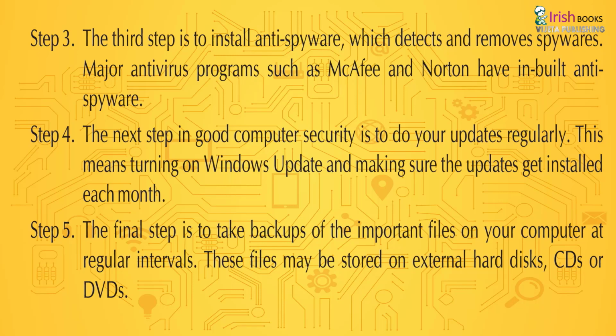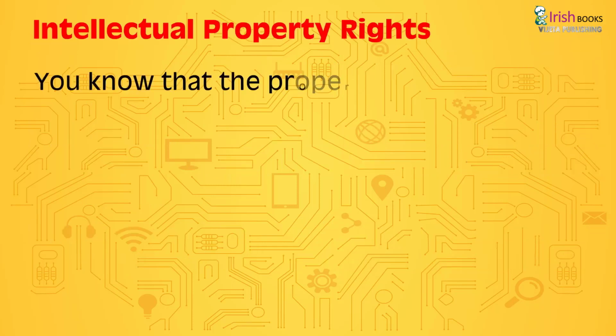The next step in good computer security is to do your updates regularly. This means turning on Windows Update and making sure the updates get installed each month. The final step is to take backups of the important files on your computer at regular intervals. These files may be stored on external hard disks, CDs or DVDs.